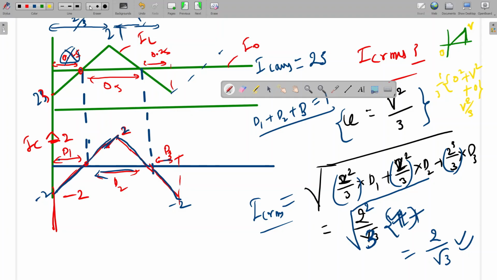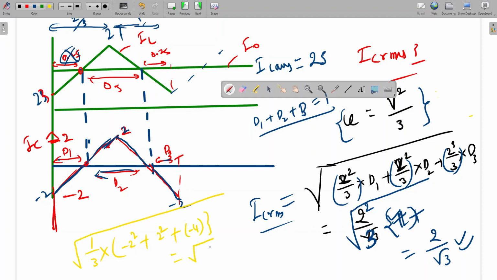So with that one also, directly, that will be better. Like directly we can apply that formula. So 1 by 3 into minus 2 square plus 2 square plus how much? Minus 2 into 2, so it will be minus 4. So it will be under root 4 by 3, equal to 2 by root 3. Is it clear? So with both formulas we are getting the same answer. It's a good way, like directly we can apply the triangle formula. Good.